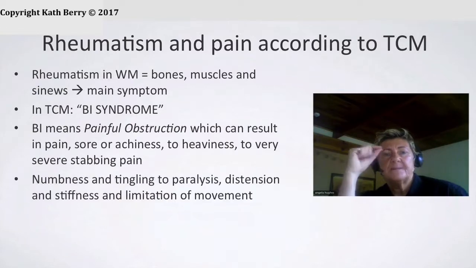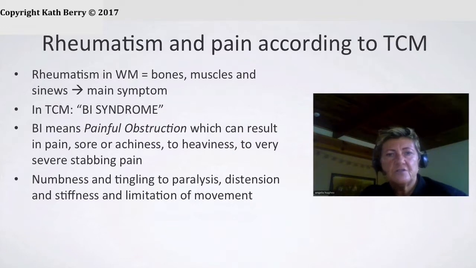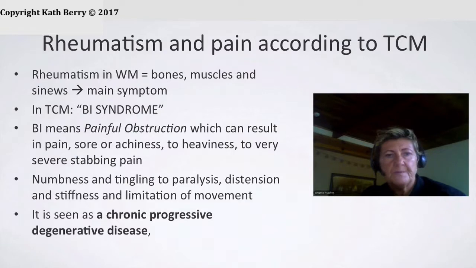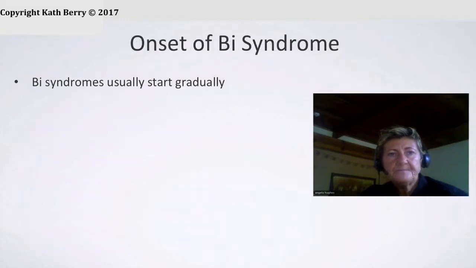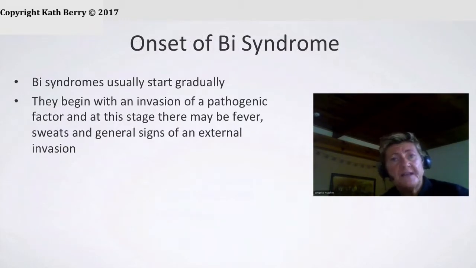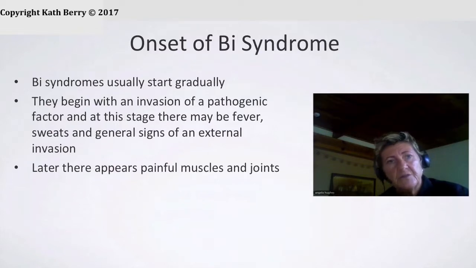It can also cause numbness, tingling, or paralysis. Distension and stiffness, limitation of movement. These all come under the umbrella of the symptoms of B syndrome. It's seen as a chronic, progressive, degenerative disease, and it often presents with frequent relapses. B syndrome usually starts gradually. It begins with an invasion of a pathogenic factor, and at this stage there may be fever, sweats, or general signs of an external invasion, and then later there'll appear the painful muscles and joints.